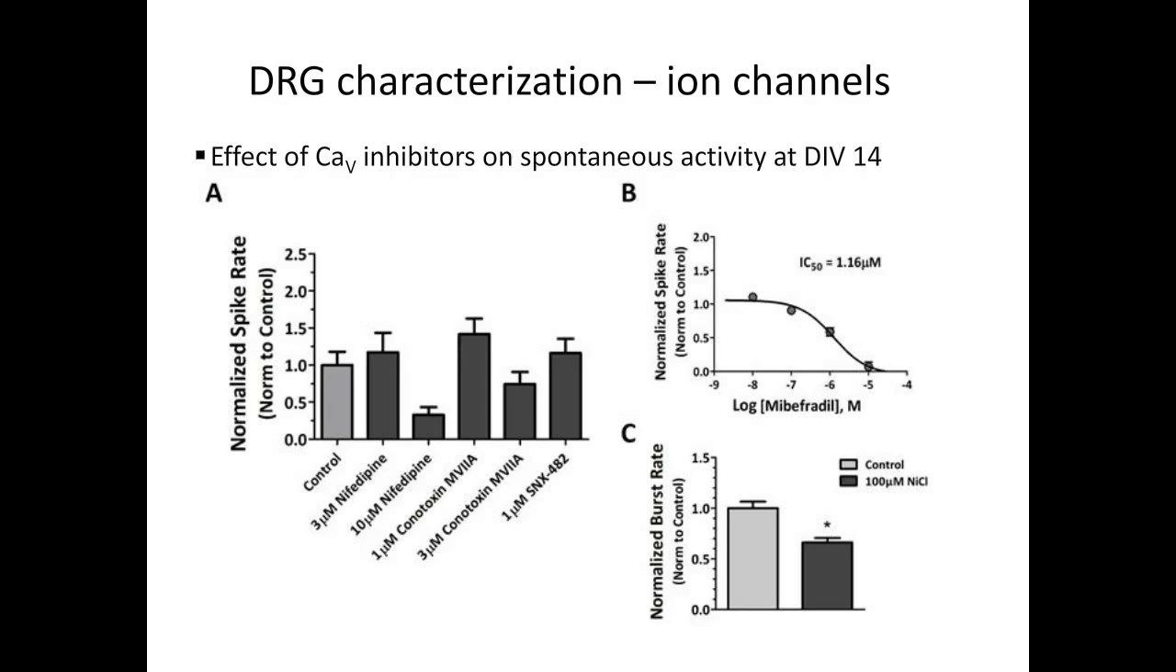And so that was our next couple experiments. We wanted to look specifically at these low threshold T-type calcium channels. In panel B, you can see mibefradil, which is a selective T-type calcium channel blocker, is able to fully inhibit the spontaneous activity in the DRG neurons, as well as nickel chloride also is able to inhibit network bursts. Remember, they don't burst as much, but we are able to inhibit a burst rate with nickel chloride, which is more selective for the CaV3.2 subtype. So from this, we basically concluded that the high threshold calcium channels were not involved much in the spontaneous activity, whereas the T-type calcium channels were.